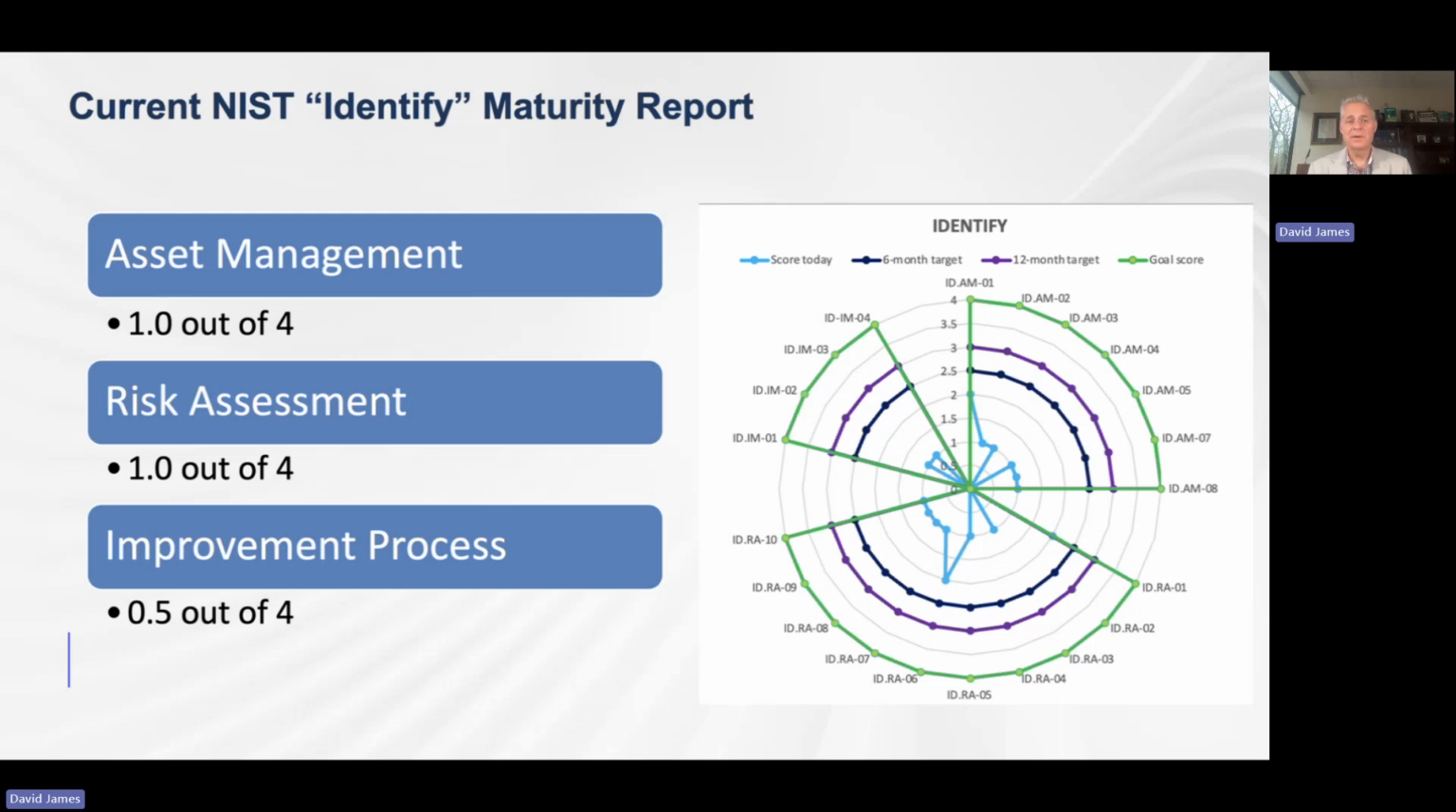Asset management, we're only 1 out of 4. Risk management, we're 1 out of 4. And improvement, we're 0.5 out of 4. But we should not be super concerned or alarmed. We are a startup, and this is the early innings of where we are as a company.